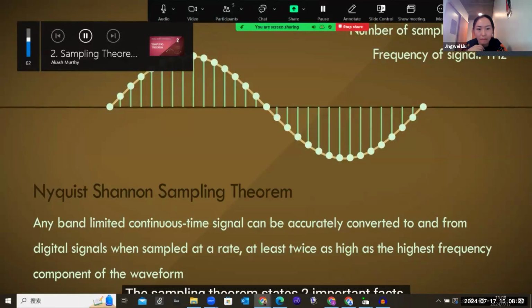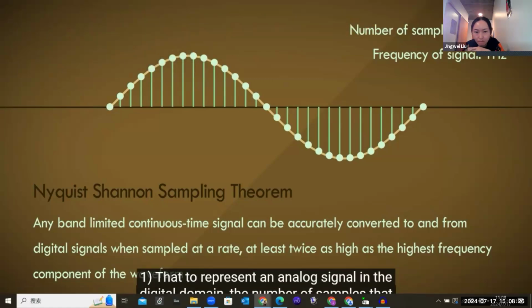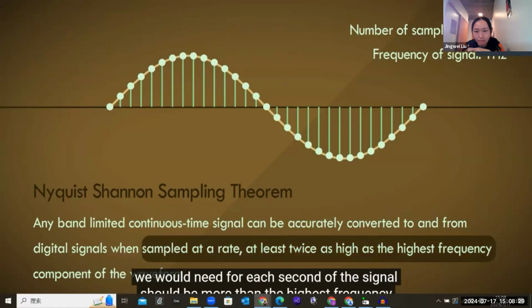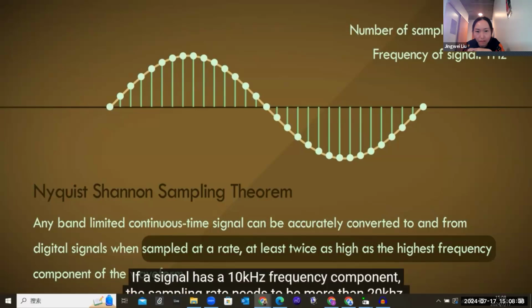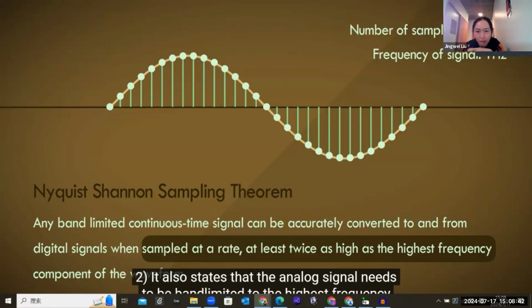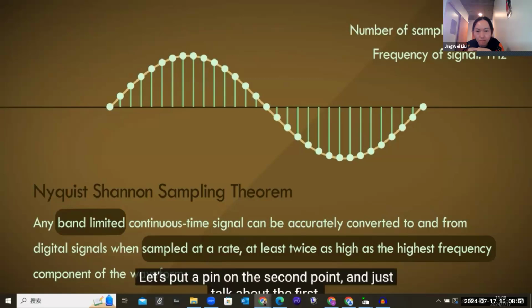The sampling theorem states two important facts. One, that to represent an analog signal in the digital domain, the number of samples we would need for each second of the signal should be more than the highest frequency represented by the signal. If a signal has a 10 kHz frequency component, the sampling rate needs to be more than 20 kHz. It also states that the analog signal needs to be band limited to the highest frequency and cannot contain any frequencies above that. Let's put a pin on the second point and just talk about the first.